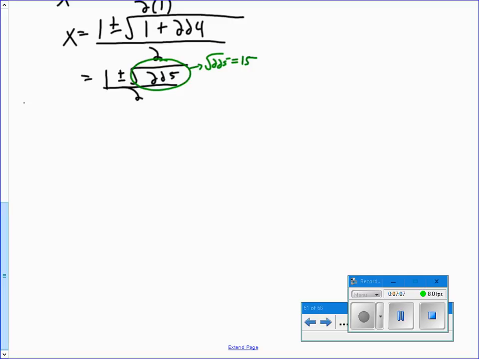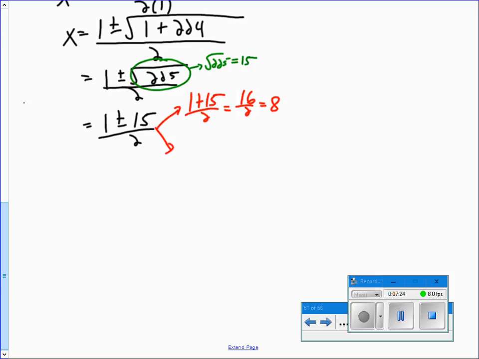So we can keep simplifying. It's going to be 1 plus or minus 15 over 2. And again, at the end, this will split off into two answers. One will be our plus answer. 1 plus 15 over 2. That would be 16 over 2, which is 8.